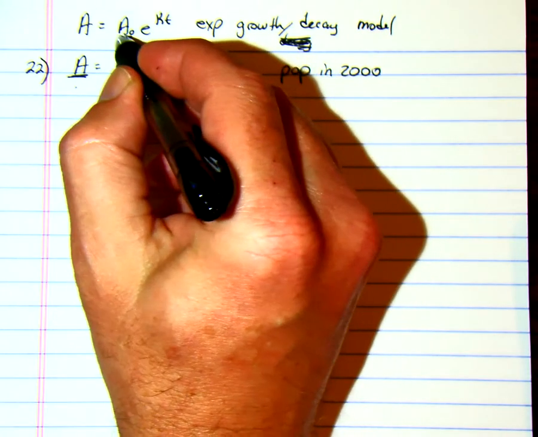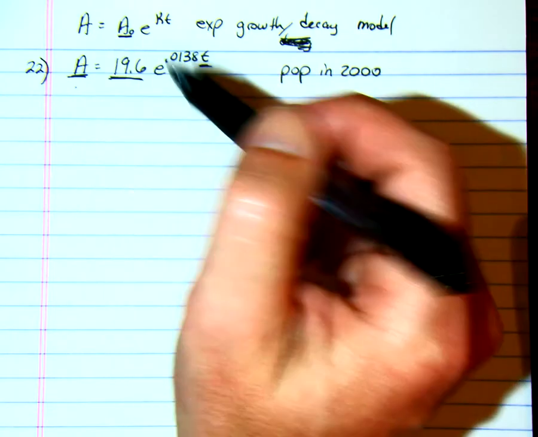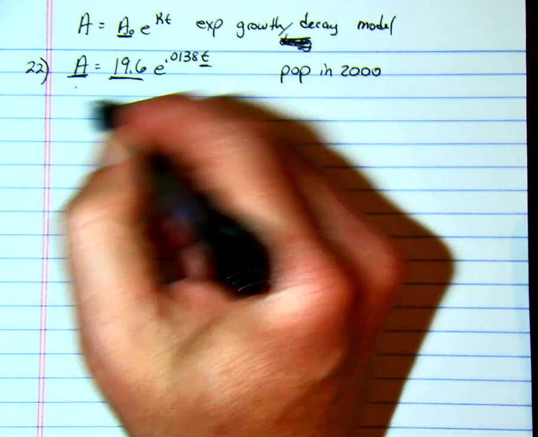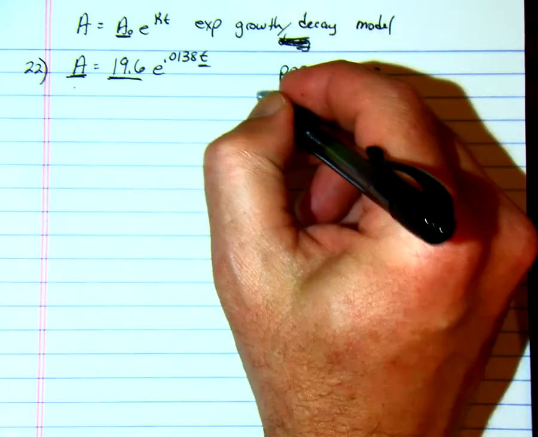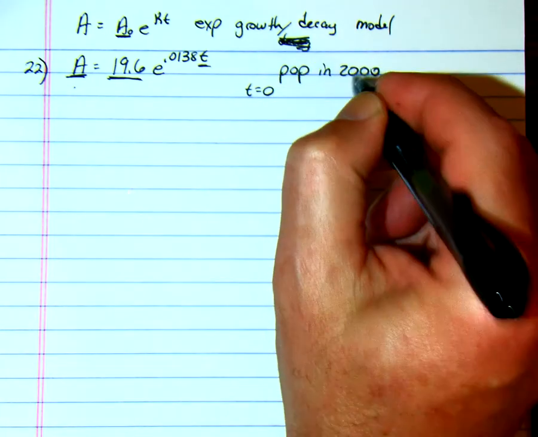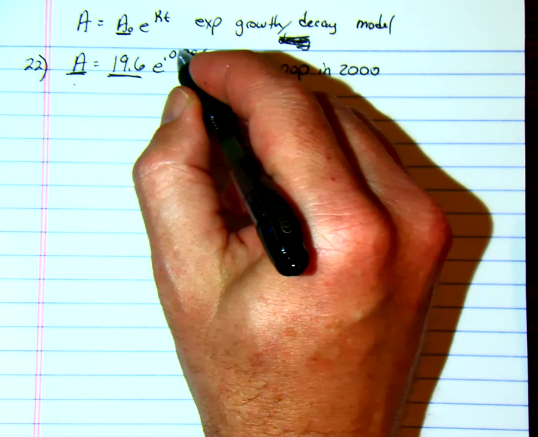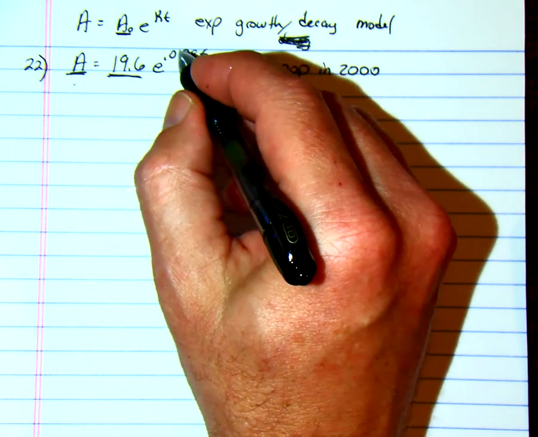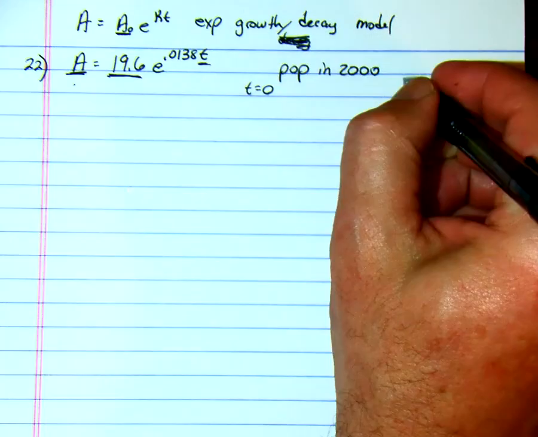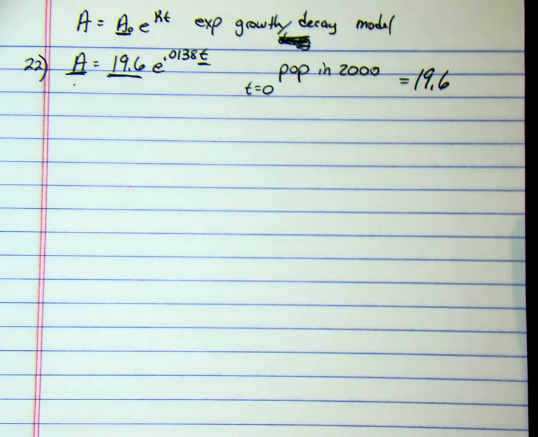So A sub naught is going to be the original amount. That's what the naught stands for. So this number here is my original amount of population. If we forgot that fact, it doesn't matter. I know that T equals 0 in the year 2000, so I put a 0 in for T. Then e to the 0 power is 1, which leaves me with 19.6. So my answer in part A is 19.6, the original amount. That's the easy part of this problem.